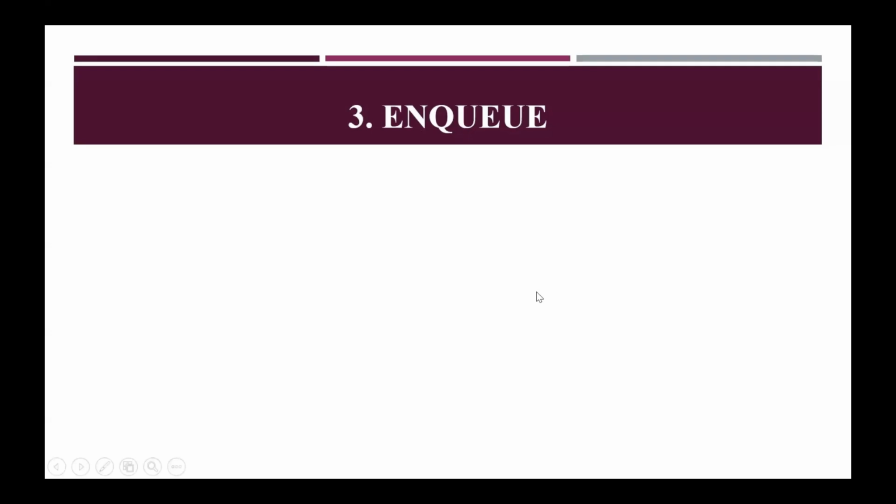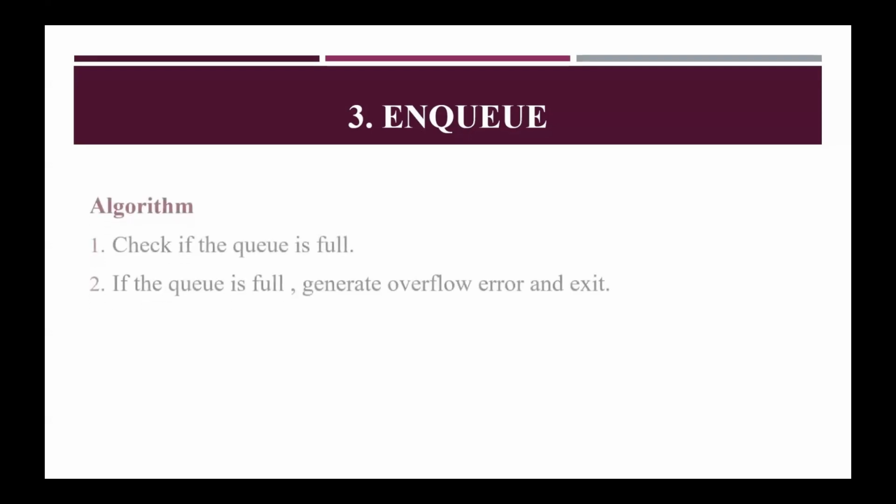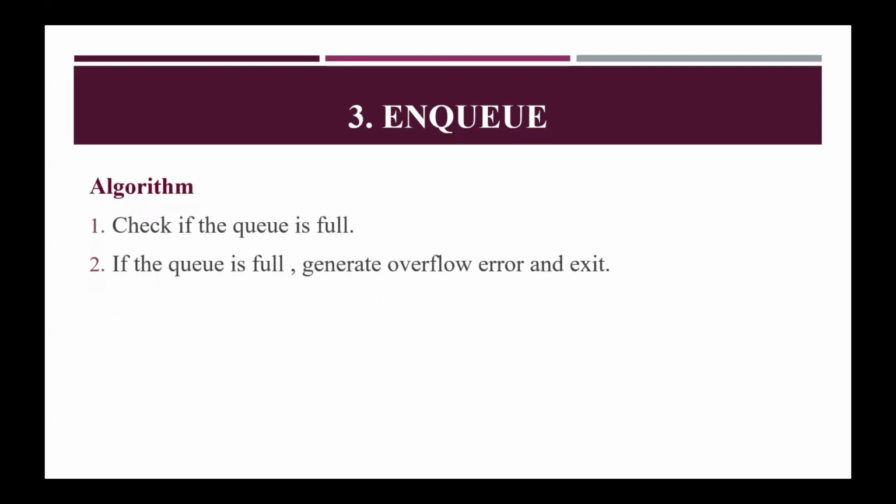The next operation of the queue is enqueue. What is enqueue? Insert an element into the queue. Here, first we have to check whether the queue is full or not. If the queue is full, then we have to generate the condition that we call the overflow condition. So we print overflow and exit, because we cannot insert the data.